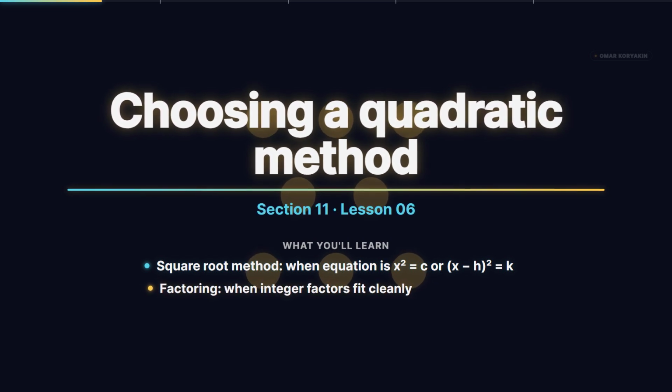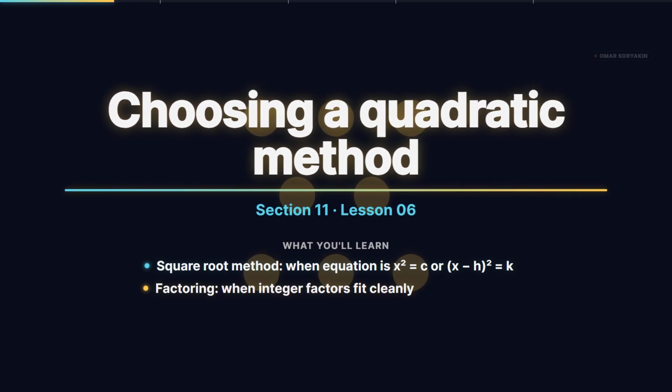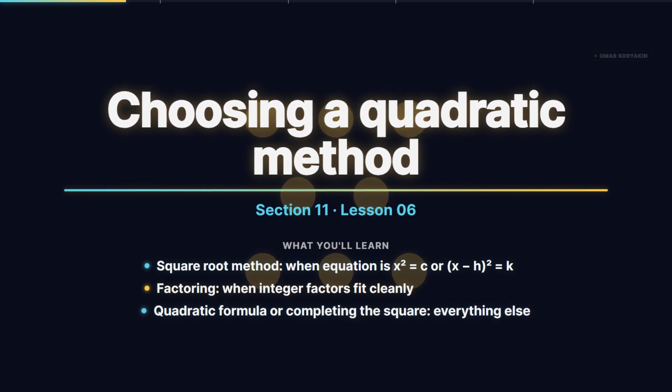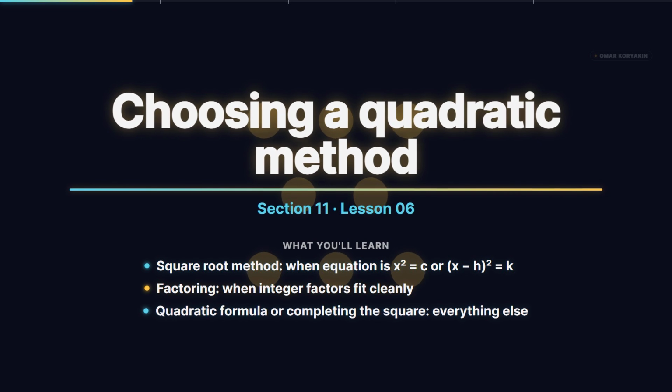Step 2: does the trinomial factor cleanly over the integers? Look for 2 numbers whose product is a c and whose sum is b. If they exist as small integers, factor and apply the zero product property.